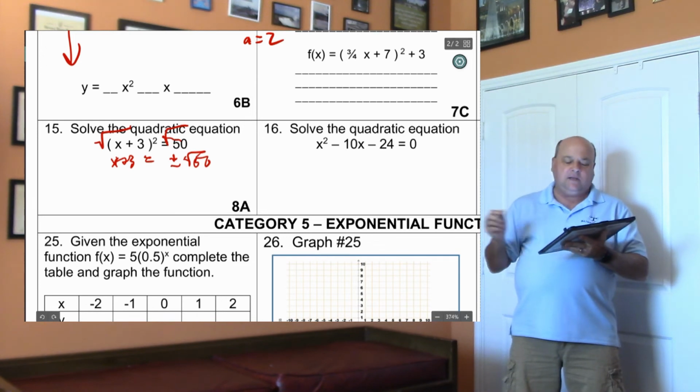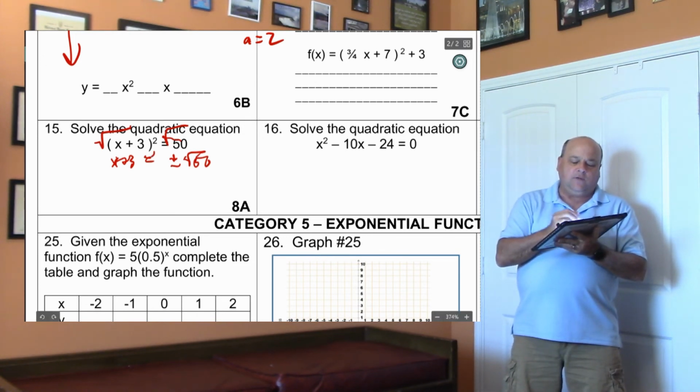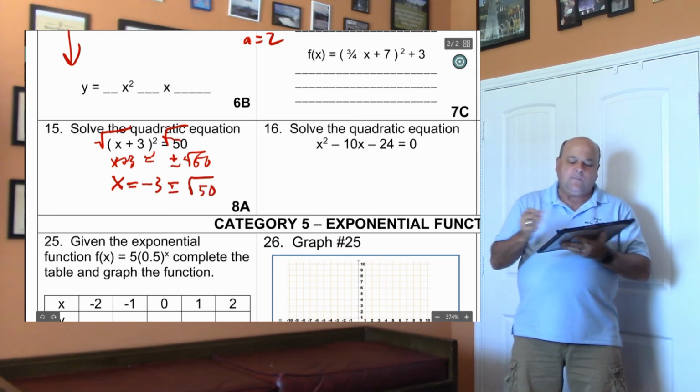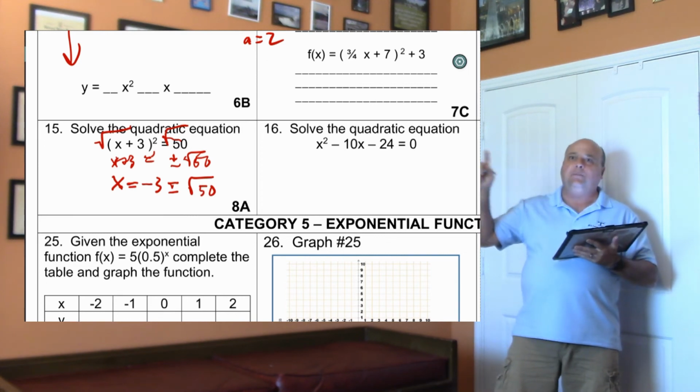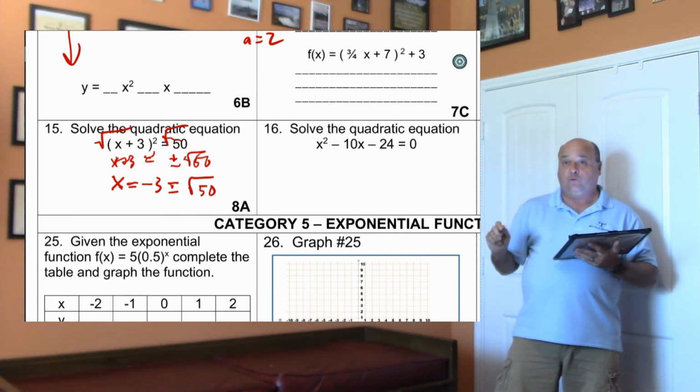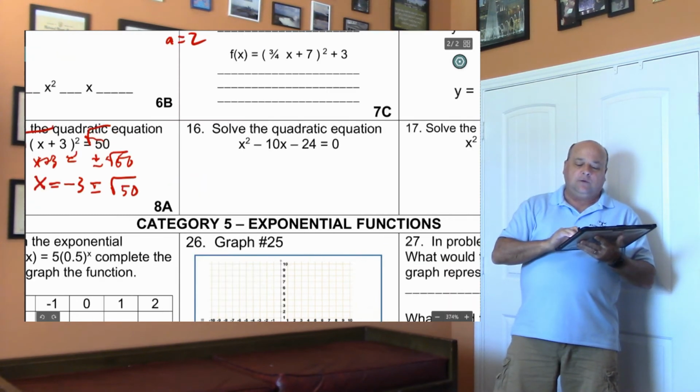I'm sorry, my pen's messing up. Then we're going to move over the 3, so x equals negative 3 plus or minus the square root of 50. If you were to graph that and trace, it would give you the decimal of negative 3 plus the square root of 50 and negative 3 minus the square root of 50. That's going to be a decimal answer, okay? Let's go to number 6.